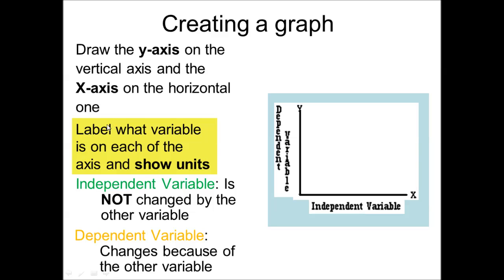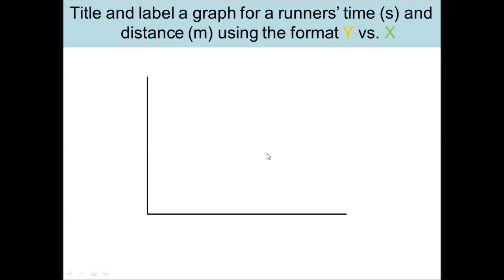Another thing you need to make sure you do is label what the variable is on both the y and the x-axis. So let's take a look at what these would look like. If you've done this before, you can pause the video and try and label a graph for a runner's time in seconds and their distance in meters using the format of y versus x. Otherwise, we can go through and solve this together.